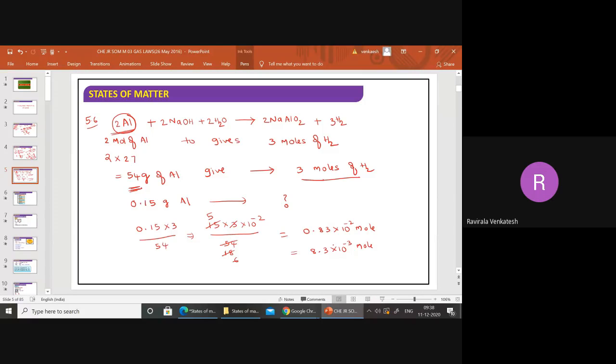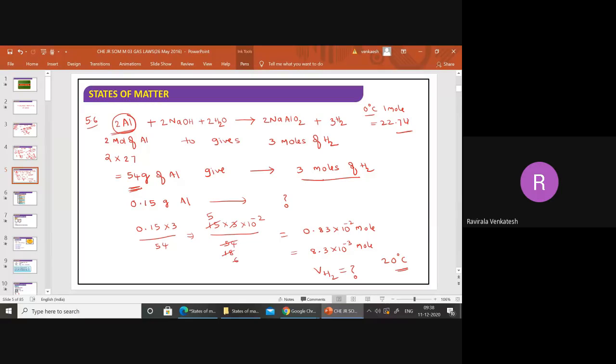But what they are asking is in terms of volume. The question is what volume of hydrogen? They are asking the volume of the hydrogen. Okay, at what temperature? 20 degrees Celsius. But you know one thing, at STP condition, 0 degrees Celsius, 1 mole occupies, 1 mole is equal to what?